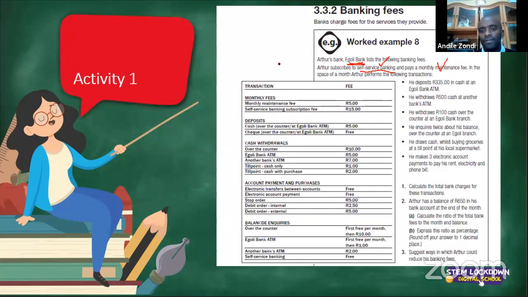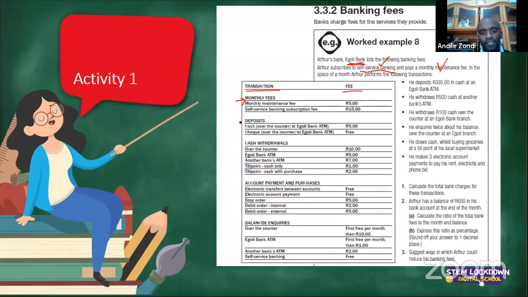Okay, so in the space of a month, Arthur makes the following transactions. Before you look at these transactions, let's start with this information here. Learners tend to skip studying the given information and they always jump to questions. So don't do that. Even though you won't read each and every line, have an understanding of what is happening. Obviously you can see transaction on your left, fees on your right. The first is monthly fee. In this case, these you cannot avoid.